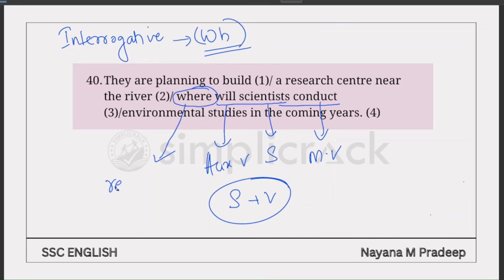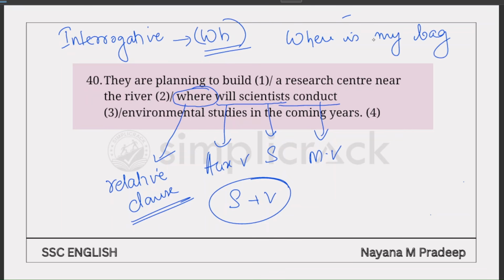There is no need of inversion because here where is not an interrogative word. Here where introduces a relative clause. So when WH words are used to introduce a relative clause, you do not use an inversion along with it. You use inversion only when it is used in an interrogative statement. For example, in where is my bag? Here you have the auxiliary verb and here you have the subject. So here you inverted it because it is a question.